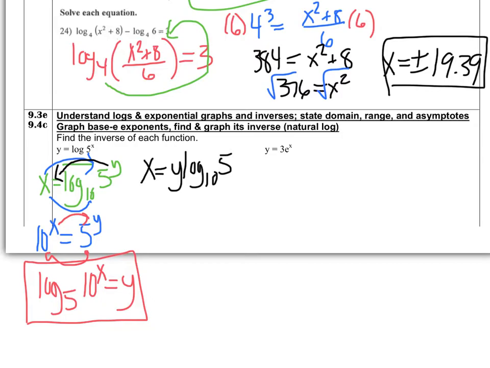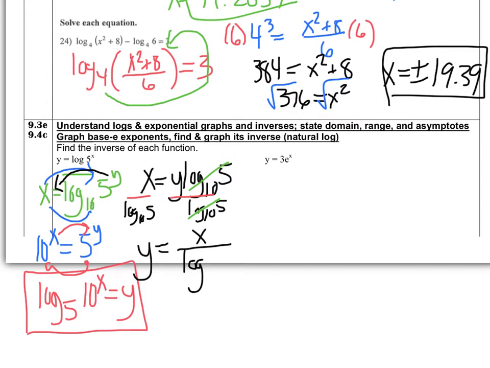Now to get y by itself, all you'd have to do is get rid of log base 10 of 5, and what you would do is divide both sides by that value. So here I would write log base 10 of 5 and log base 10 of 5. You're going to notice these would cross out. So now what you're left with in this format would be y equals x divided by log base 10 of 5.